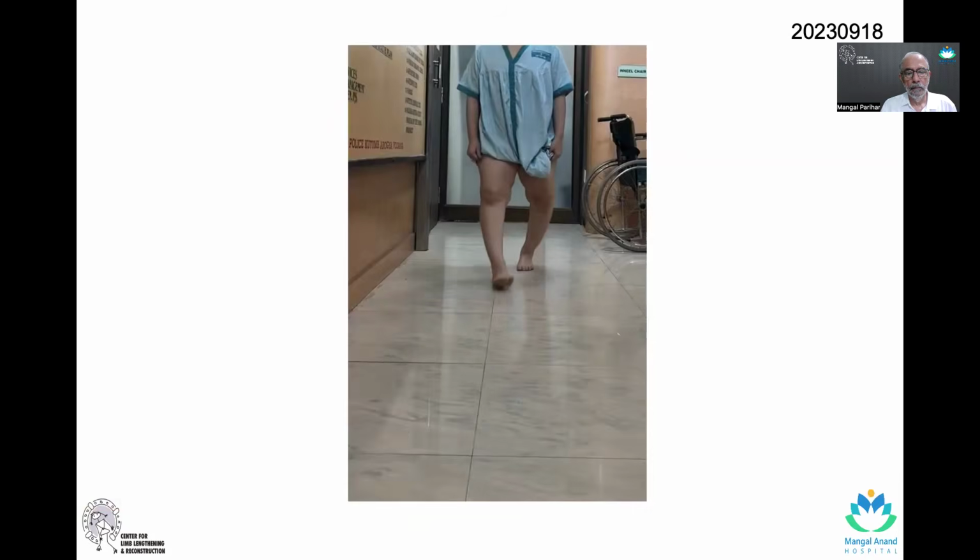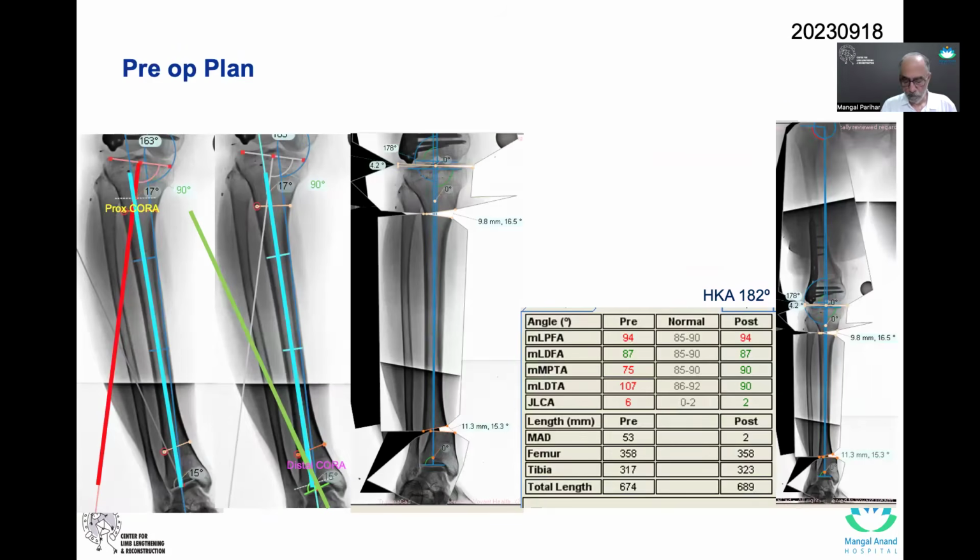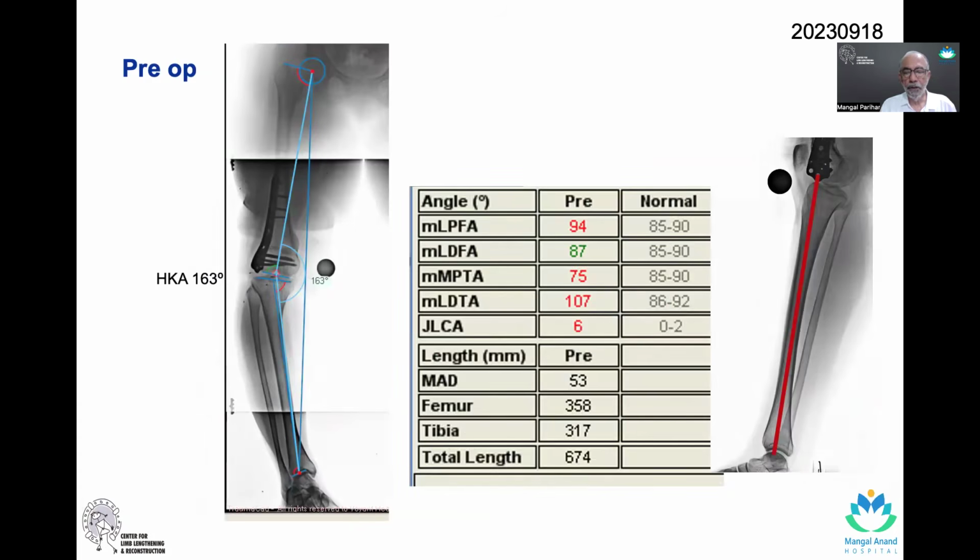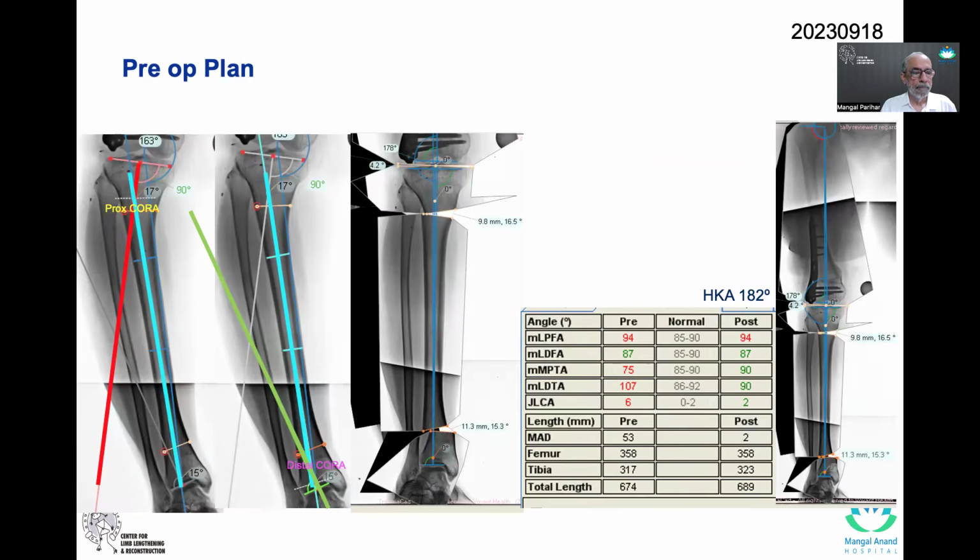And that's her pre-op x-rays. On the lateral, there is no real deformity. Most of it is in the coronal plane of varus deformity. So to do the planning, again, we draw a proximal axis that is relative to the joint line.